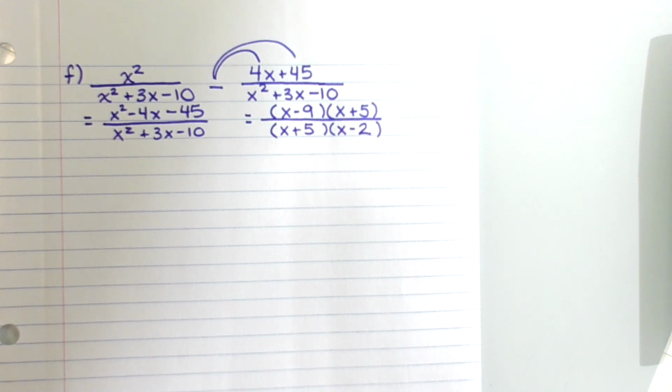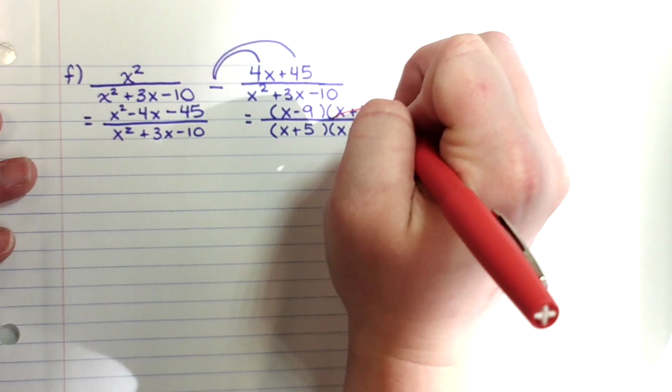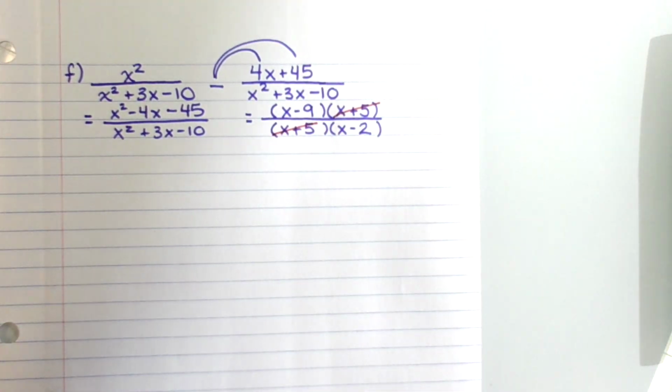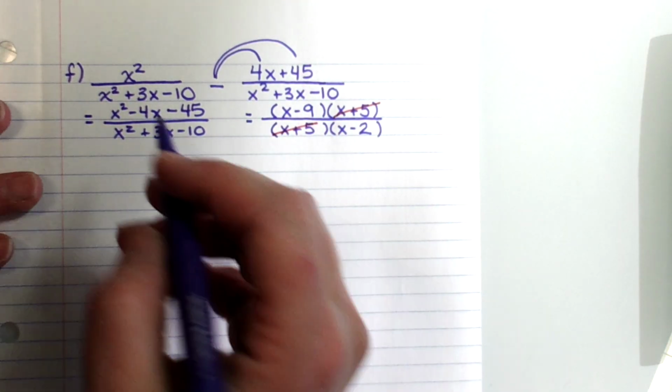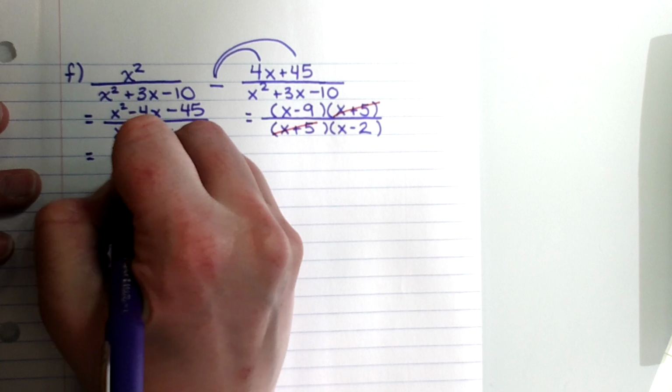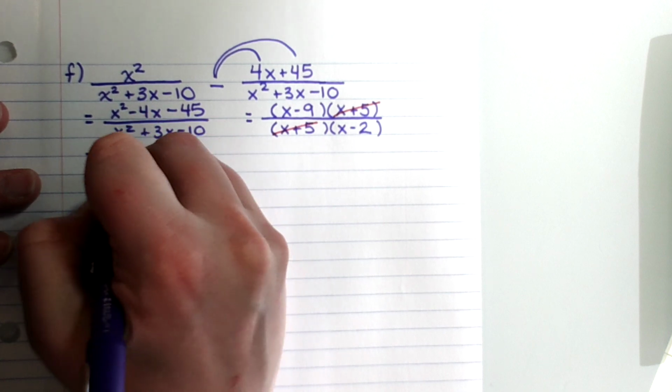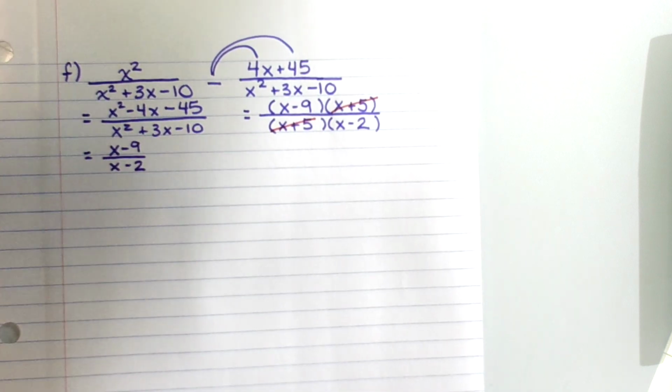Can I cross anything off? Yeah. What's going to die a painful death? X plus 5s. They're gone. We've mourned them. We're left with x minus 9 and x minus 2. I had many people ask me at this point, okay, sweet, the parentheses disappeared. Can I cross off the x's?